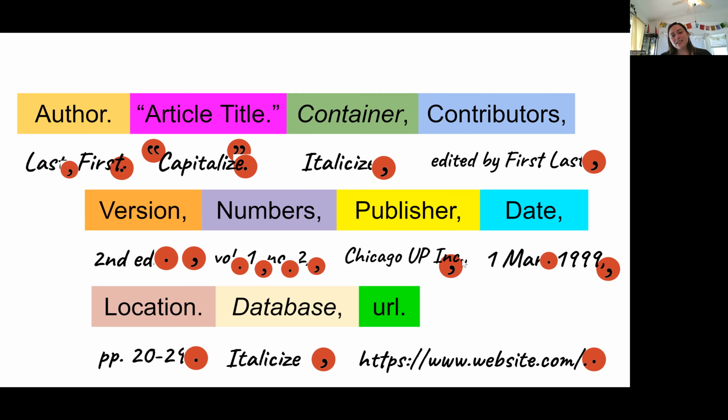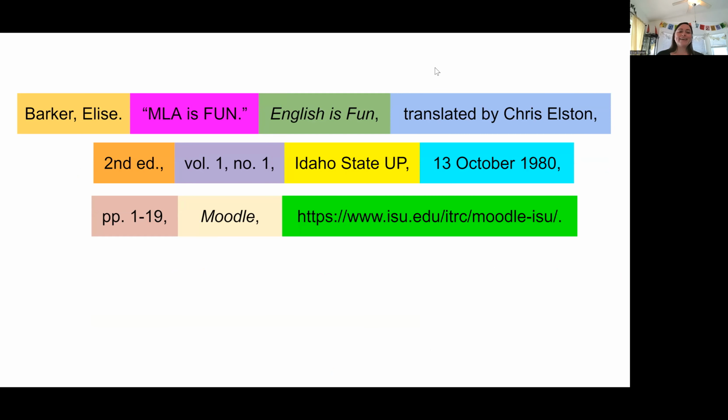followed by comma. We have a date, 1 March, that's abbreviated with the period, 1999, comma. PP, that's our location. It could be a page number or it could be a URL. The pages are 20 to 29, end with a period. The database that we got it from, our second container, we italicized that name, followed by a comma, and then include the full URL and end it with a period. Here's what it may look like, an example where we have all kinds of everything that's part of it included.